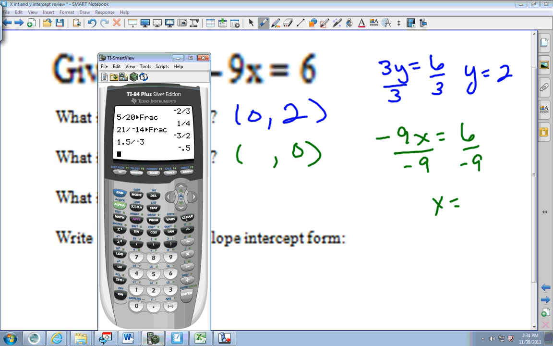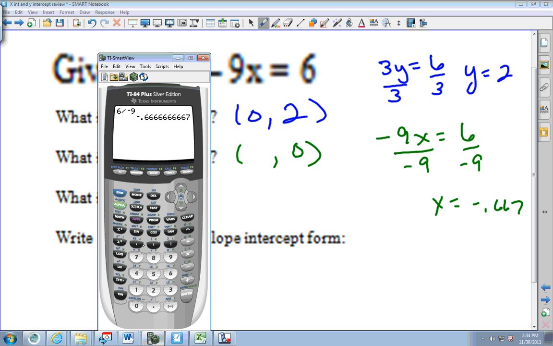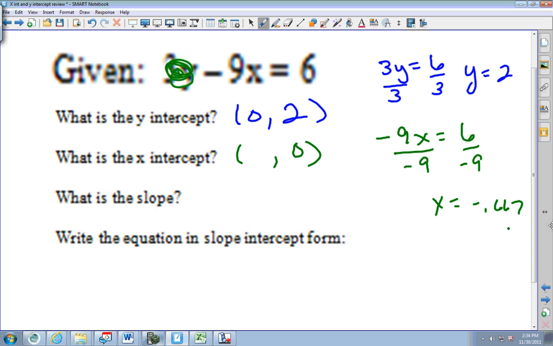Let's go in here and go 6 divided by negative 9, which is still not going to give me a very nice fraction. Yep, it's negative 0.667. Or if I took that and pressed math, enter, enter, it would reduce it into the fraction, negative 2/3. So my x-intercept is negative 2/3 and 0.